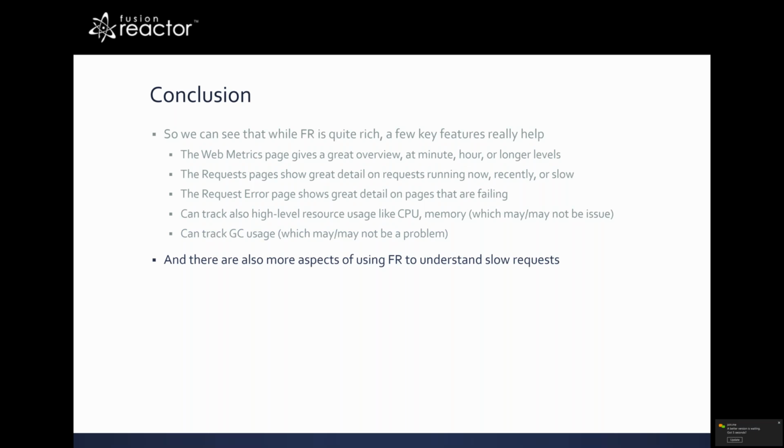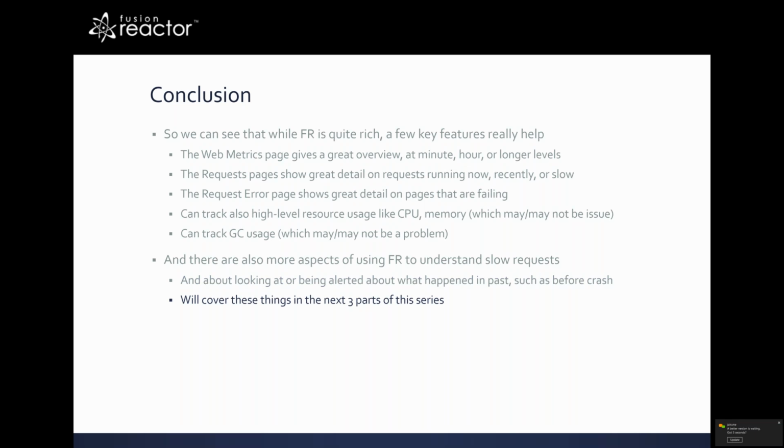And there are still more aspects of using FusionReactor to understand slow requests, including things like being alerted when things happened in the past before a crash, or even without a crash being alerted. And we're going to cover those sorts of things in the next 3 parts.